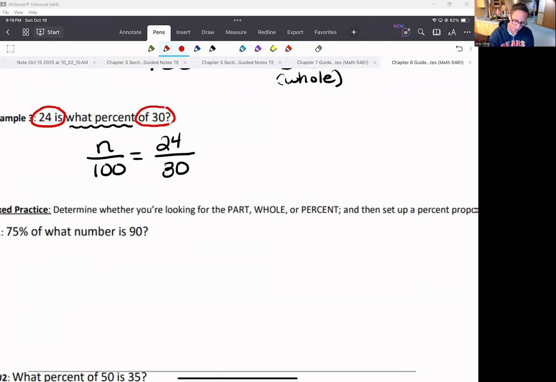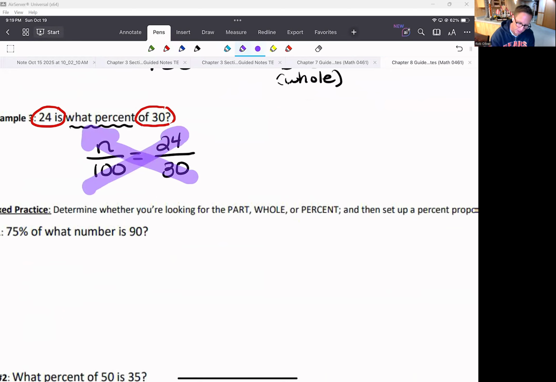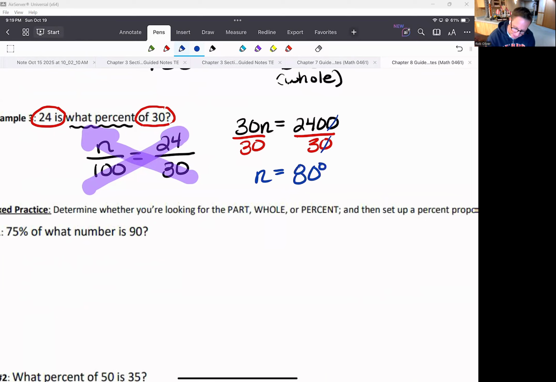Okay, and then we're just going to cross multiply this. So 30 times n is 30n. And then 24 times 100 is 2,400. And then divide both sides by 30. When you do that, you cancel out those zeros right there, and 240 divided by 3 is 80. So it's going to be 80% because we're looking for a percent. Make sure you put the percent sign on it.